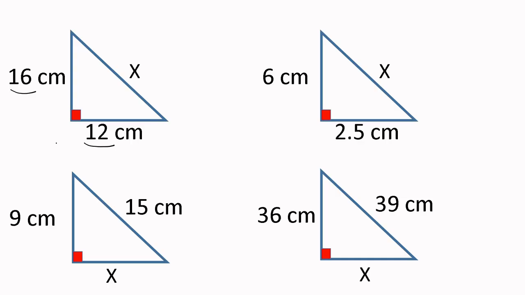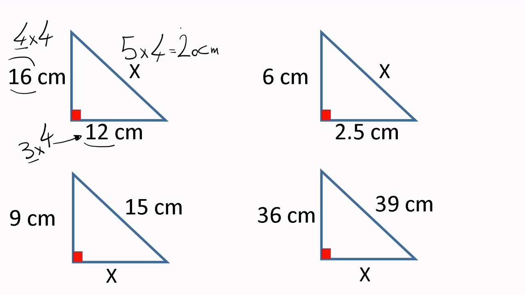If I take a look at it, I would realize that this side is 3 times 4, right? And this side is 4 times 4, because 4 times 4 is 16. So I have 3 and I have 4. So I'm gonna remember the first set, 3, 4, and 5. So this side must be 5 times 4. It would be 20, and because the unit of the other legs is centimeter, this one would be 20 centimeter. Really easy. Look at the next example.